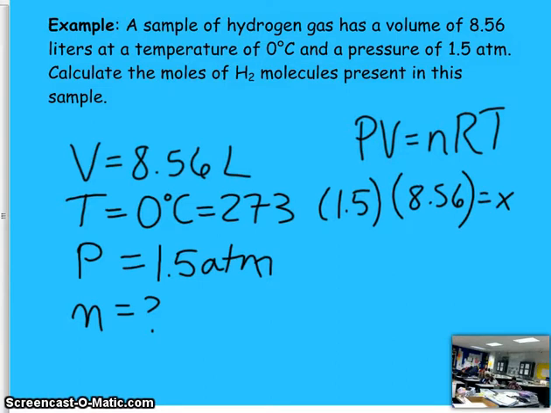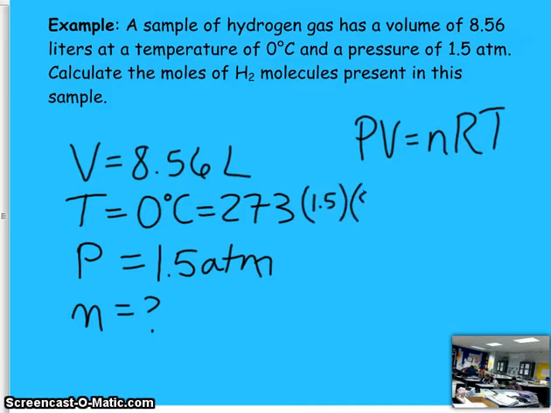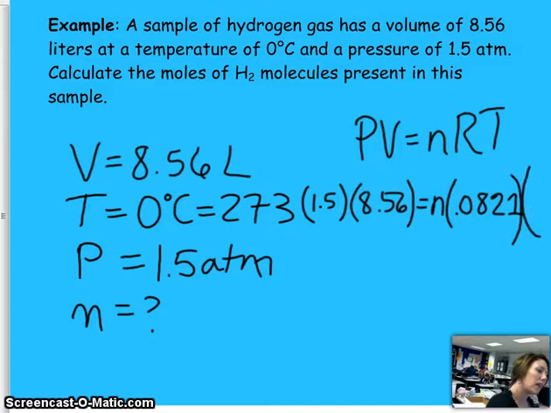Your R is 0.08206. Sometimes I think your AP tables give it as 0.0821, so if you want to get in the habit of using that, you can. And then your T is 273. So you just plug it in and solve for your unknown. Solve for x. Pretty straightforward problem. They are not always straightforward.